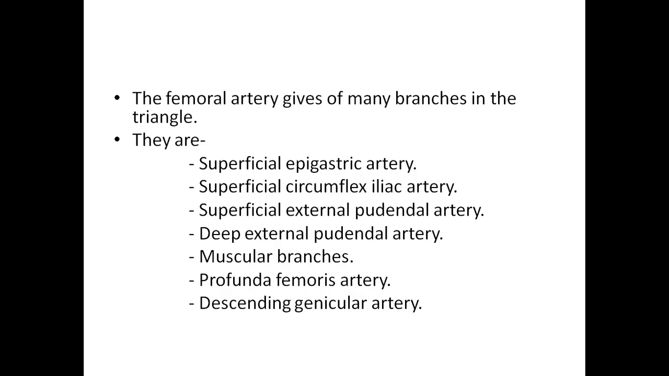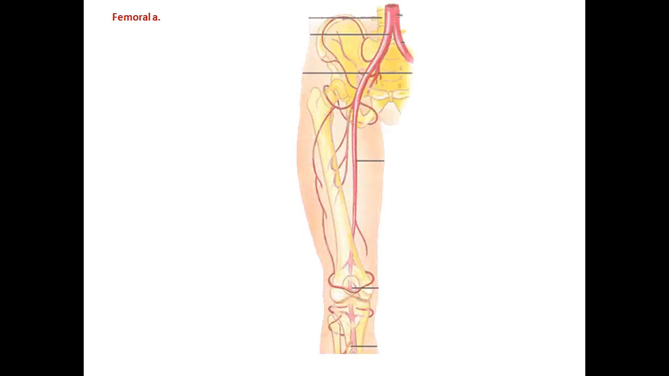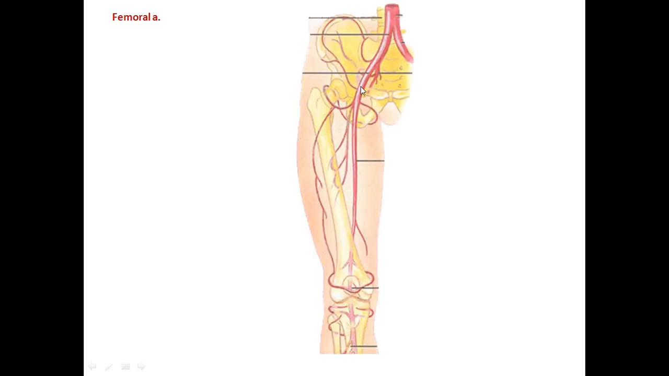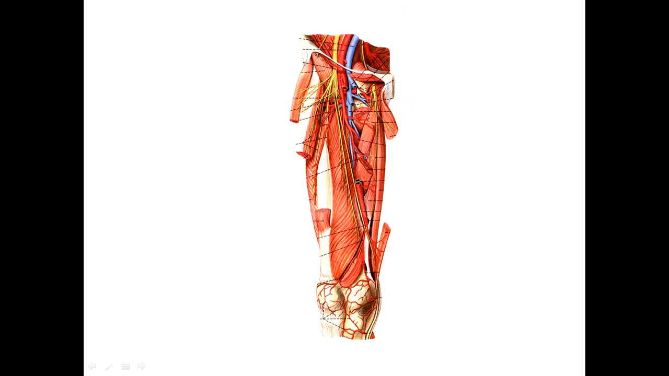The profunda femoris artery is the deep artery of the thigh, and it goes backward to supply the posterior compartment of the thigh. Then comes the descending genicular artery, the last branch. So here are the branches from the femoral artery. You can see that in these three pictures there are so many branches. You can see the superficial circumflex iliac, the superficial and deep external pudendal, and the superficial epigastric supplying the anterior abdomen.